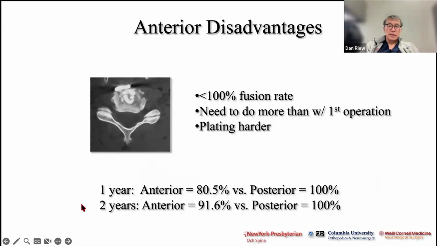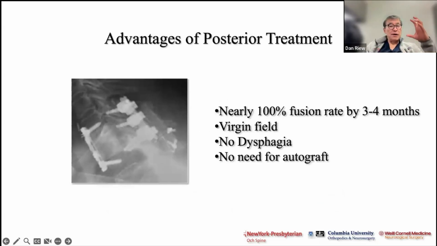We did this study: at 1 year, if you go back in anteriorly, you get about an 80.5% fusion rate. At 2 years, 92% fusion rate. If, on the other hand, you leave everything in the front alone, you just go in the back, you get 100% fusion rate by about 1 year post-op. Because now they're locked in the front, you lock them in the back.